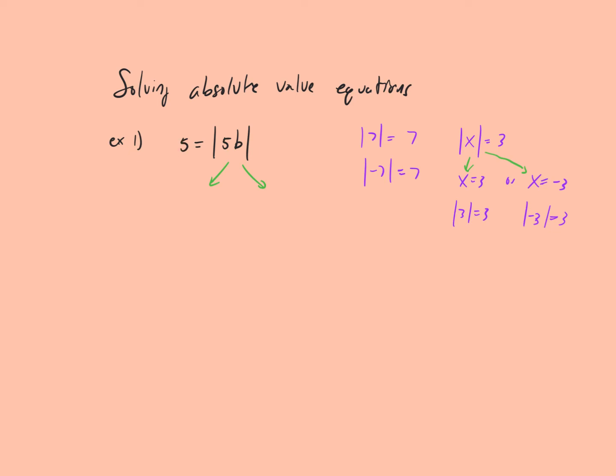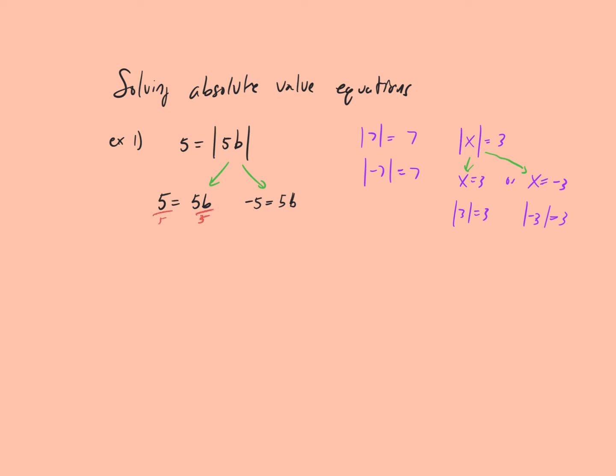So one time it stays positive, so 5 equals, and then the part inside the bars does not change, but the bars go away. And then the second time, that 5 is going to turn into negative 5 equals, and that 5b doesn't change. So make sure you get rid of the bars here. You have both possible values. So we're going to get rid of those 5s.